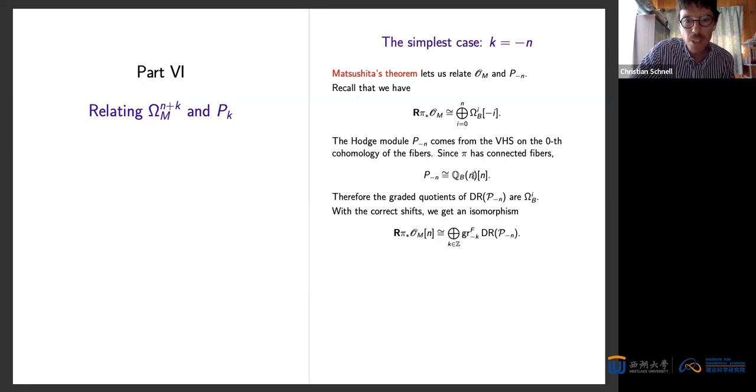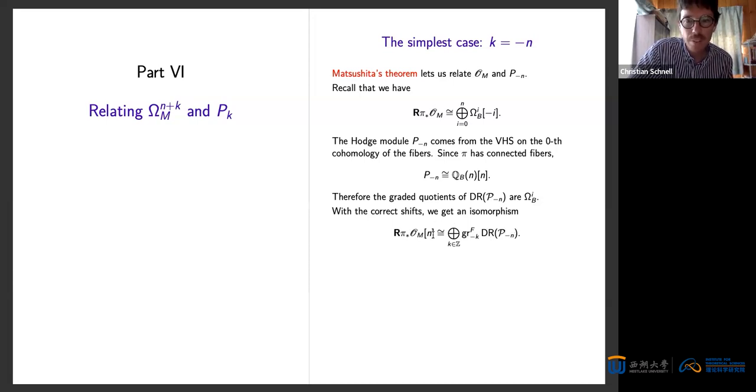So what I get is that this Hodge module P_{-n} is just Q, just the constant one. Again, with a bit of decorations to make the weights and the shifts come out correctly, but basically it's just Q. And so this means that if I take the de Rham complex of this Hodge module, and then I take the graded pieces of it, this is another way to get these sheaves of forms. Right, so I can take this Matsushita isomorphism, and now I think of the holomorphic forms on the right-hand side not as holomorphic forms, but as graded quotients of the de Rham complex of this Hodge module P_{-n}. And then I can write my isomorphism in this way, again with the correct shift. The push forward of omega_M with some shift splits into the direct sum of the graded pieces of the de Rham complex of P_{-n}.